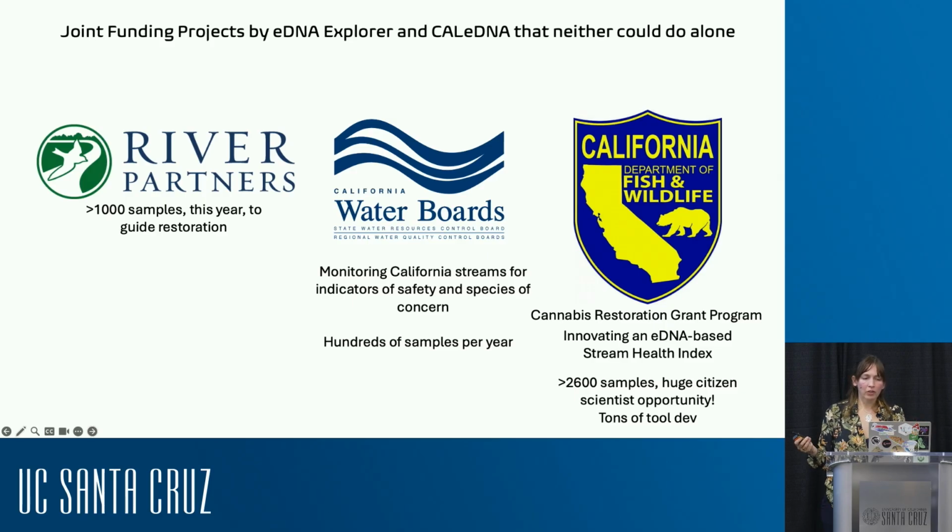And so I'm going to conclude with some new news. We have really exciting joint funding for projects that would not be able to be leveraged by eDNA Explorer alone or CALeDNA alone. But by our partnership, we're able to do this work that I'm still in awe that we're doing. We're processing, we just finished it, I think, over 1,000 samples this year to guide restoration for River Partners, which is a major nonprofit that's buying agricultural land and converting it into functional wetlands again in Central California.